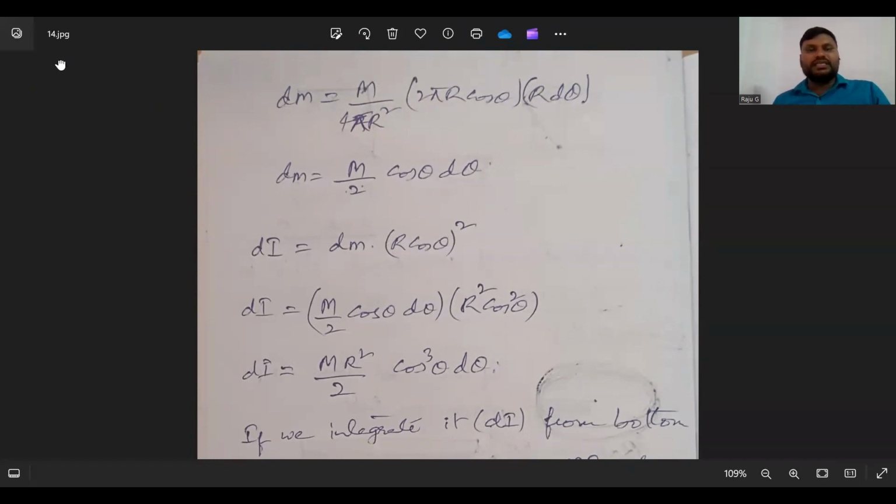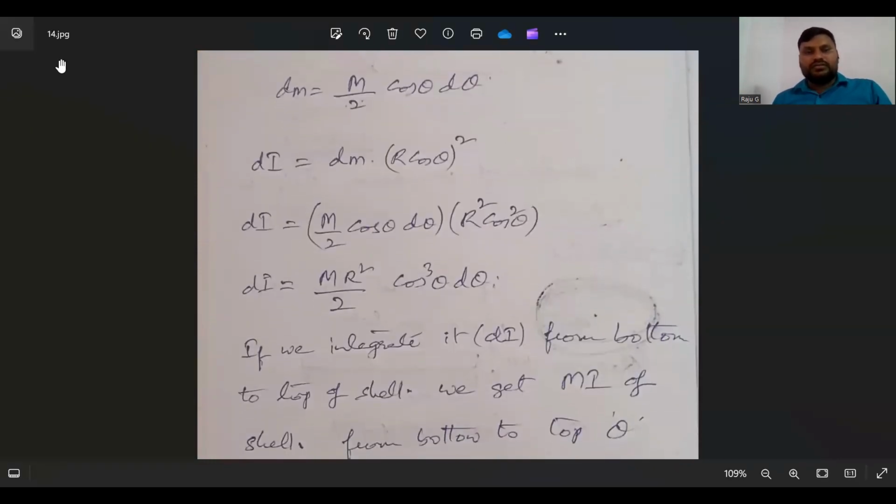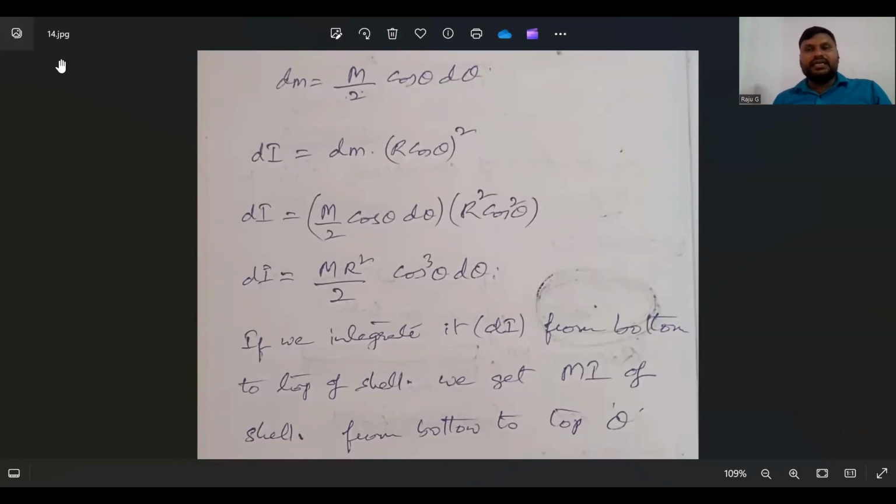Now, if we integrate it from an angle minus pi by 2 to pi by 2, from the bottom of the shell to the top of the shell, we will get the entire moment of inertia of the shell. First of all, simplify dI. Substitute the dm value, M by 2 cos theta d theta, and r square cos square theta. After simplifying, dI is equal to M r square by 2 cos cube theta d theta.